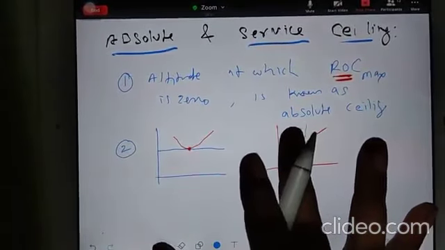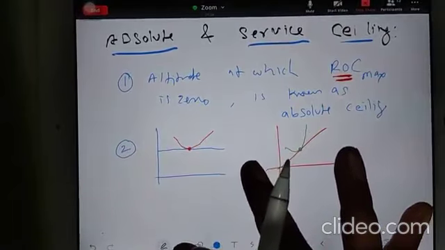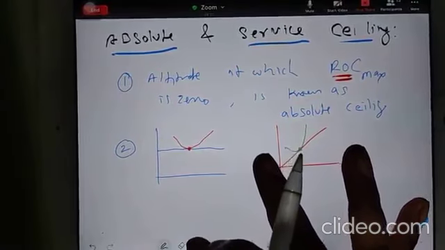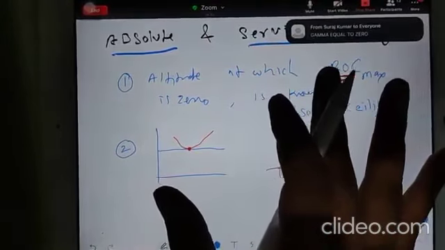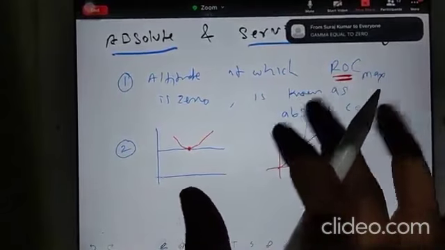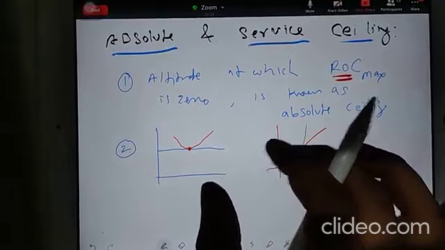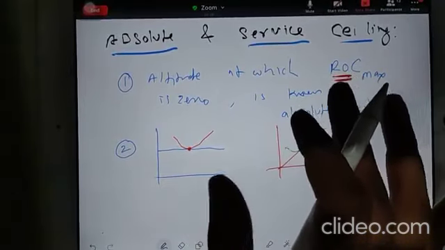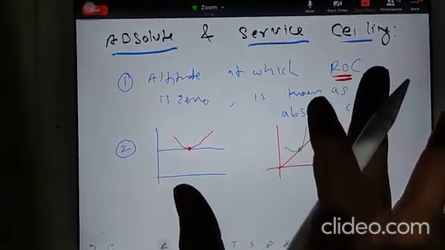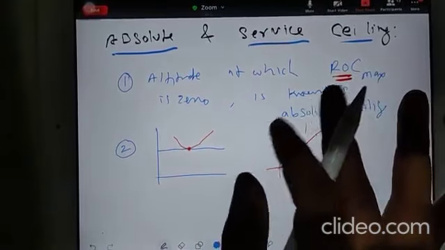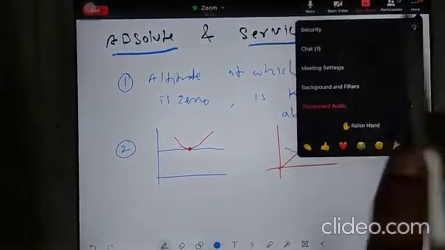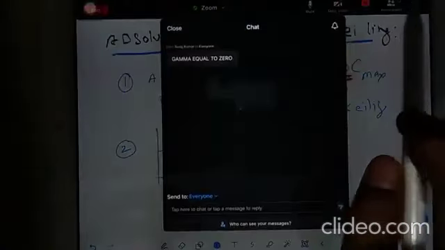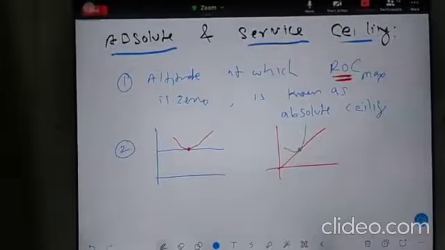Now, actually, if aeroplane will fly at this altitude, and imagine there is sudden disturbance. Suppose any gust is coming, for example, horizontal gust is coming. Then what will happen? Then suddenly aeroplane will go out of control, because power required will be more than power available. How? Now see.